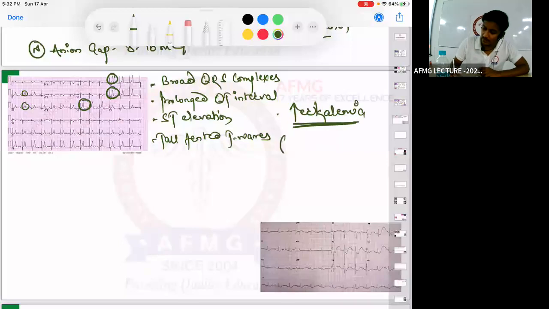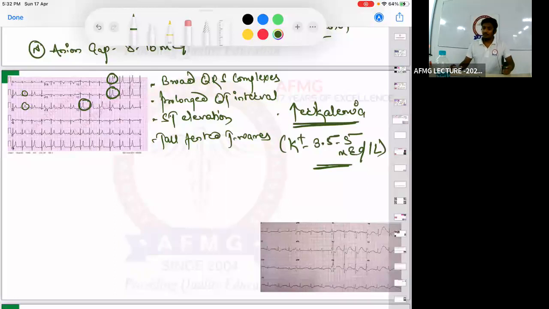Normal potassium level, anybody? 3.5 to 5 milliequivalent per liter. 5.5 बोलते हैं, but lab value 5 आते हैं, ठीक है? 5.5 के बाद we usually start treatment in the patient. So important please याद रख लो, hyperkalemia. Normal potassium value is 3.5 to 5. In cases of hyperkalemia, what are the ECG findings?